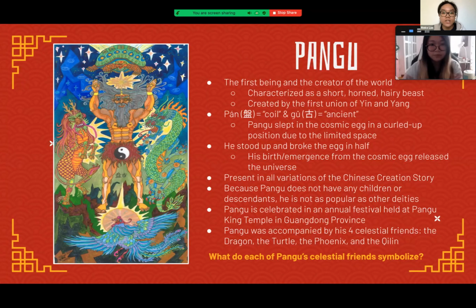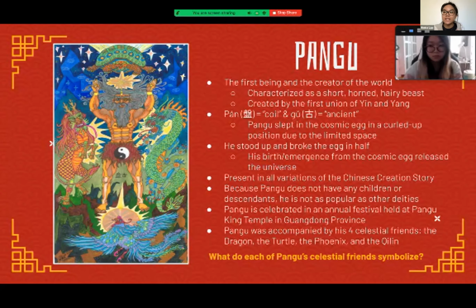His name is separated into two roots. Pan means to coil and Gu means ancient. And that's because Pangu slept inside the cosmic egg in a curled up position until he finally woke up. And when he woke up, he stood up and he broke the egg in half, like the video said. And from inside the cosmic egg, he released the universe.